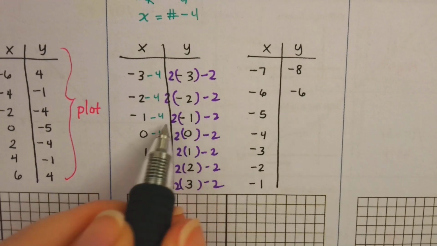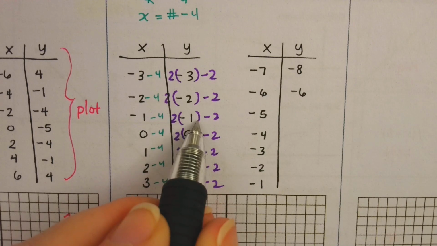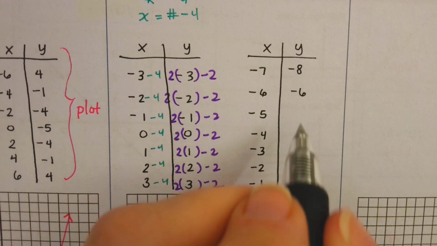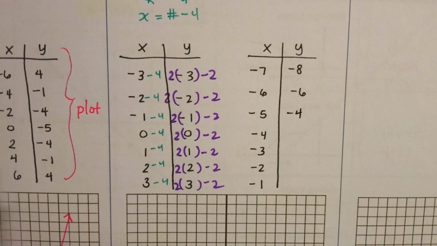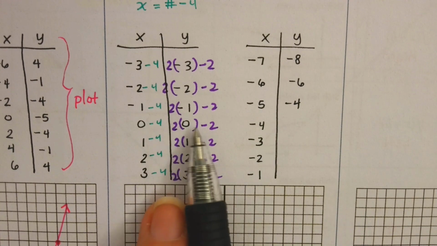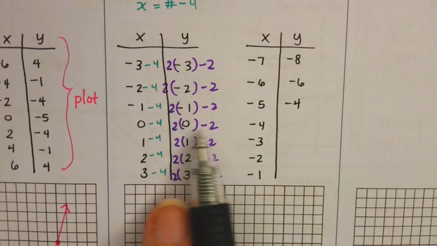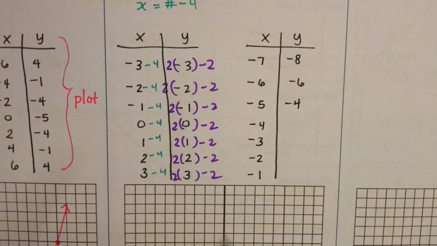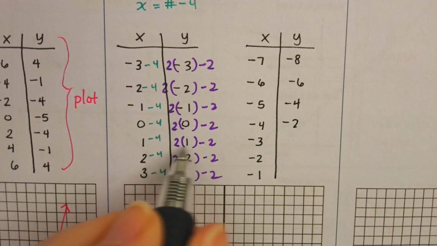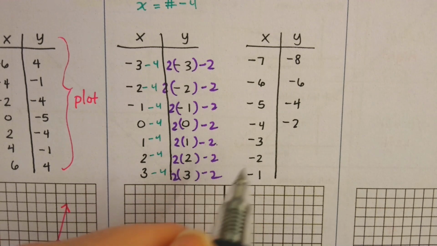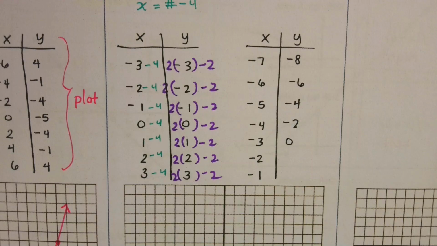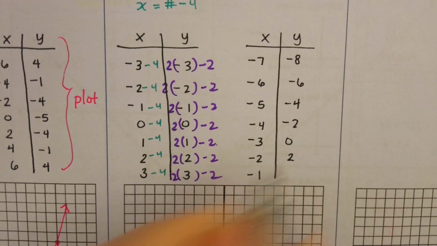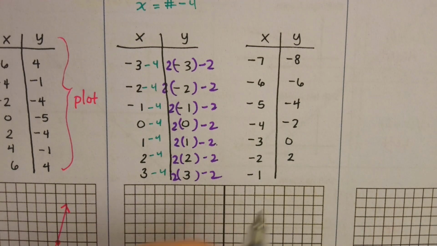Okay, what's the next one going to be? Negative 2. And then when we subtract 2, we'll get negative 4. Very good. Yeah, he was ahead of us. 2 times 0 minus 2. What's 2 times 0 minus 2? Negative 2. Okay, 2 times 1 minus 2? That one's 0. 2 times 2 minus 2? 2. And then 2 times 3 minus 2? 4.